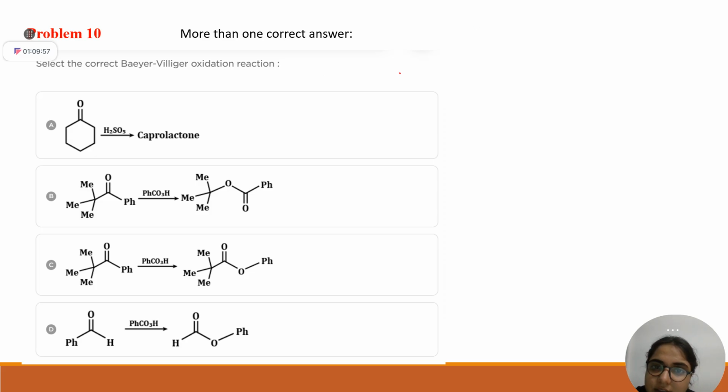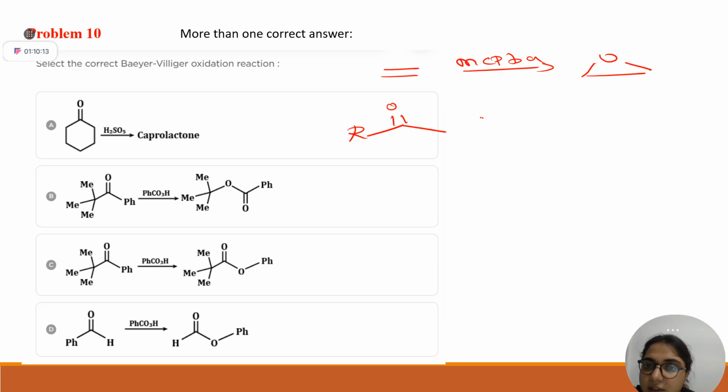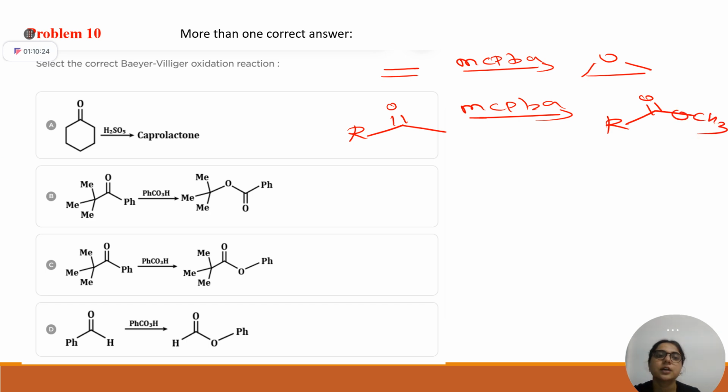Students, let's say you are given an olefin and on the arrow it is written MCPBA, metachloroperbenzoic acid. You will get epoxide, right? And let's say you are having your ketone and then you are given MCPBA. What do you get? Ester, depending on where your oxygen will migrate. OCH3. Clear? So in the first option, what will it form? COO. Clear?